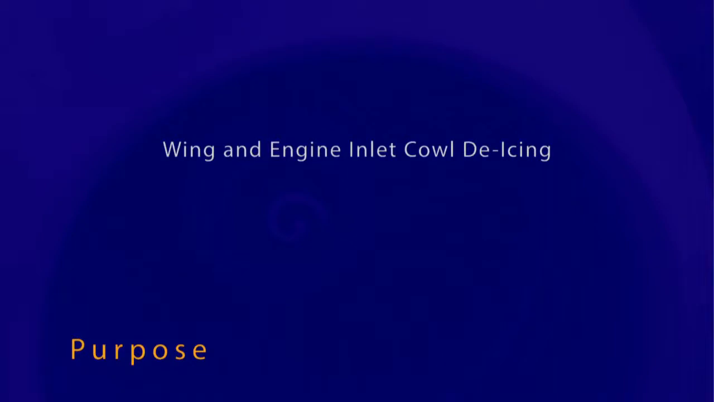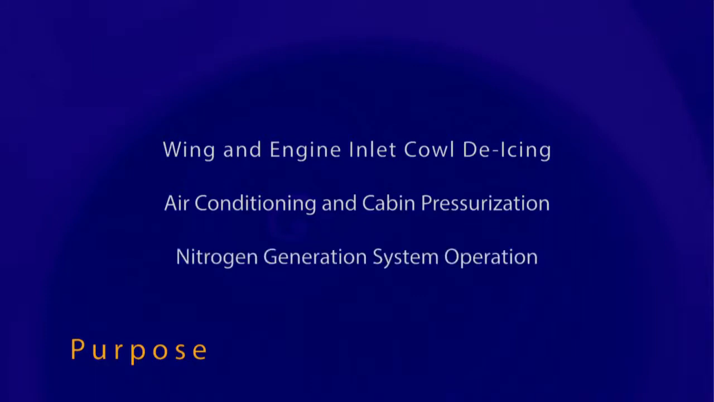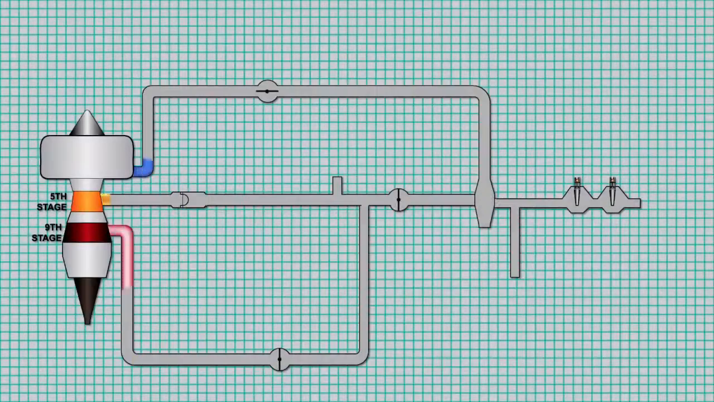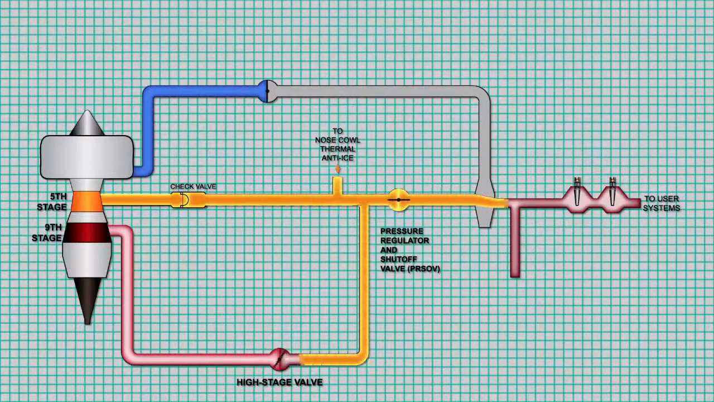The 737 bleed air system supplies engine compressor air for wing and engine inlet cowl de-icing, to the air conditioning packs for air conditioning and cabin pressurization, and for nitrogen generation system operation. The system uses 9th stage air during its low power settings and 5th stage air during higher power settings.